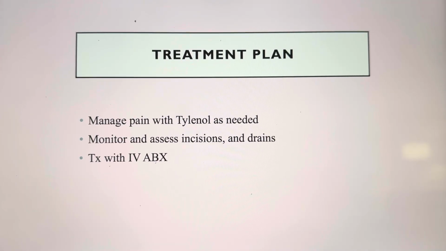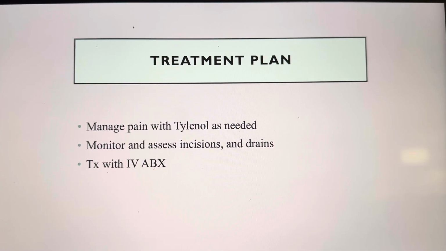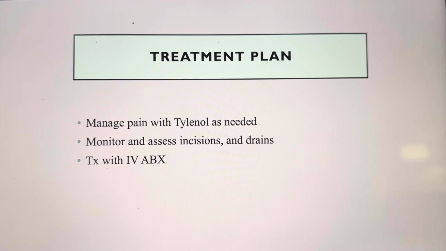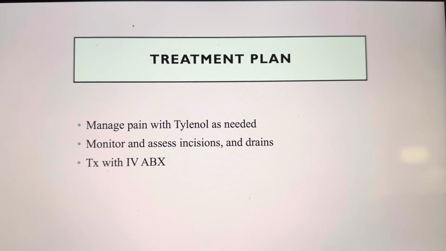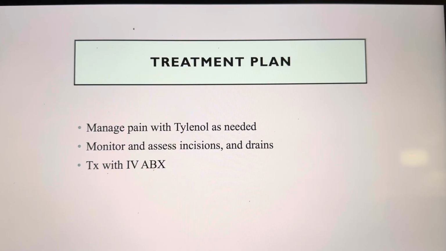The treatment plan for this patient includes managing pain with Tylenol as needed, monitoring and assessing incisions and drains, and treatment with IV antibiotics.